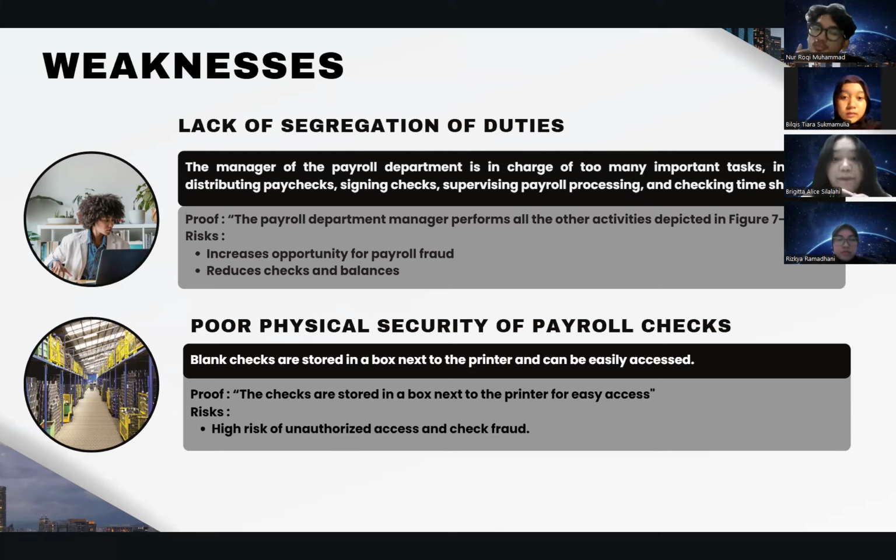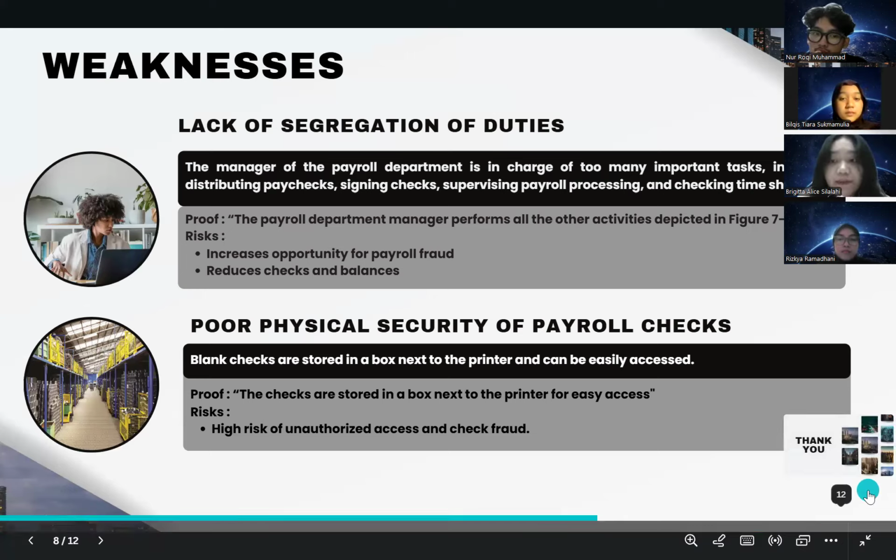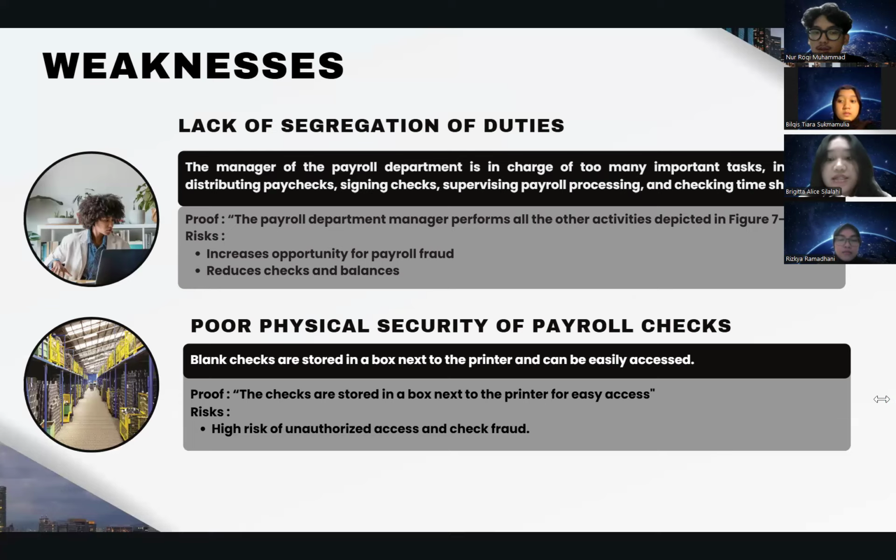And the second weakness is poor physical security of payroll checks. Blank checks are stored in a box next to the printer and can be easily accessed. According to the documentation, the checks are stored in a box next to the printer for easy access. While convenient, this practice poses a serious risk. Why is this a problem? Storing checks in an unsecured, easily accessible location creates a high risk of unauthorized access. Anyone with access to the area could potentially steal, alter, or misuse the checks. This opens the door to check fraud, which could lead to financial loss and reputational damage for the company.